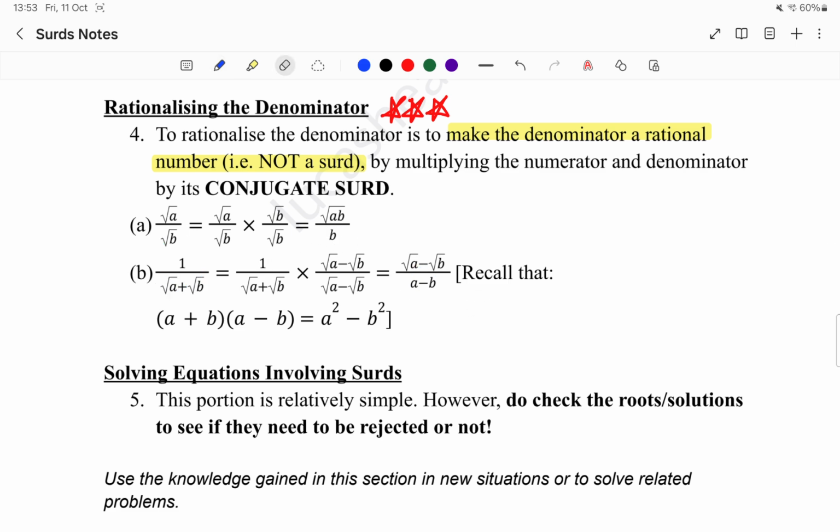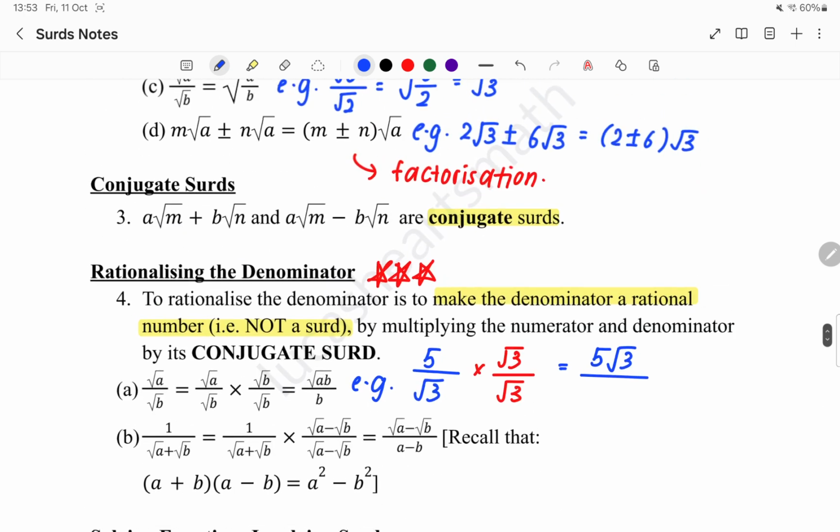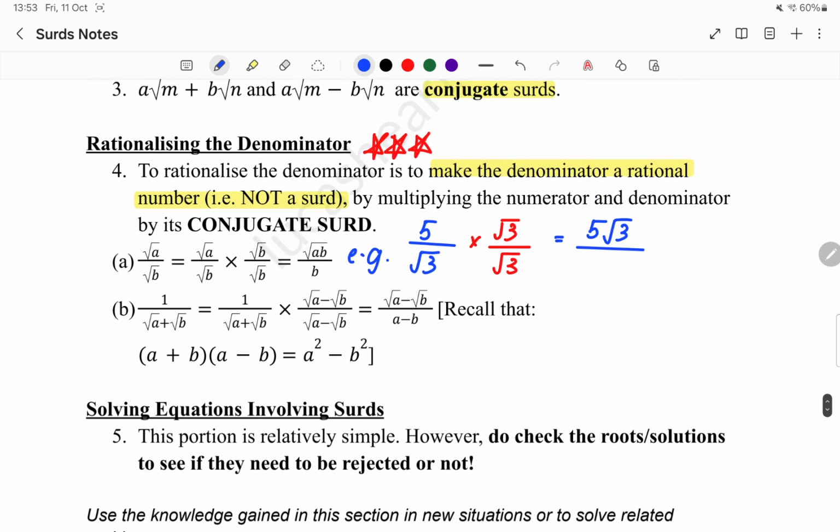So how do we rationalize? Look at my examples here. Let's say I have 5 over root 3. The denominator is a surd, so we don't want that. How do you get rid of it? Multiply by root 3 on top, multiply root 3 below also. We can do this because it does not change the expression. I'm just multiplying by 1. It's just another way of writing it. So this is 5 root 3 over root 3 times root 3. Following what you've learned in part A, you'll get 3.